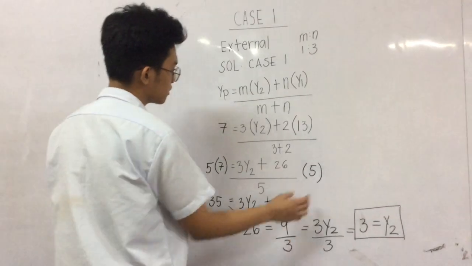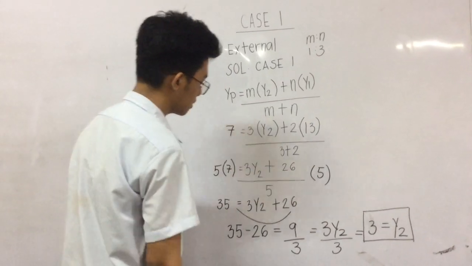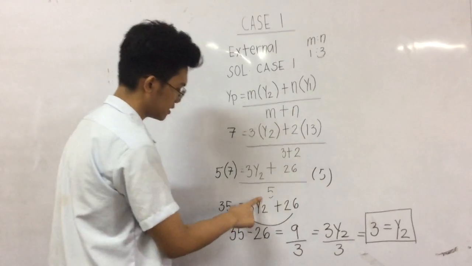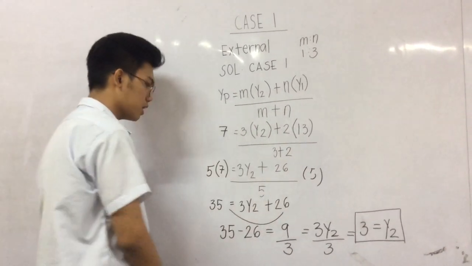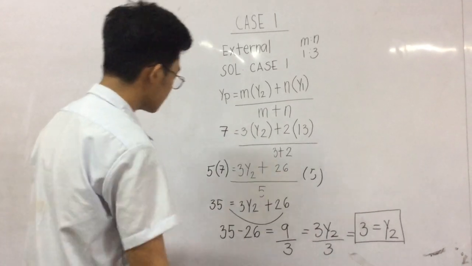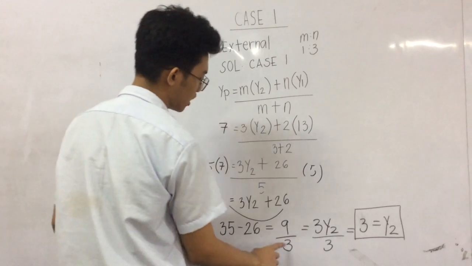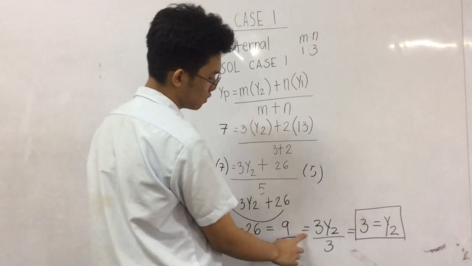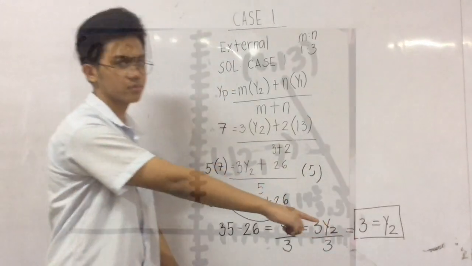We will now multiply both sides by 5 since we are trying to remove the denominator. We will now cancel this. This will be our answer. 35 is equal to 3 y sub 2 plus 26. 35 minus 26, since we are moving 26 over, is 9 over 3, which is equal to 3 y sub 2 over 3. It is equal to 3.